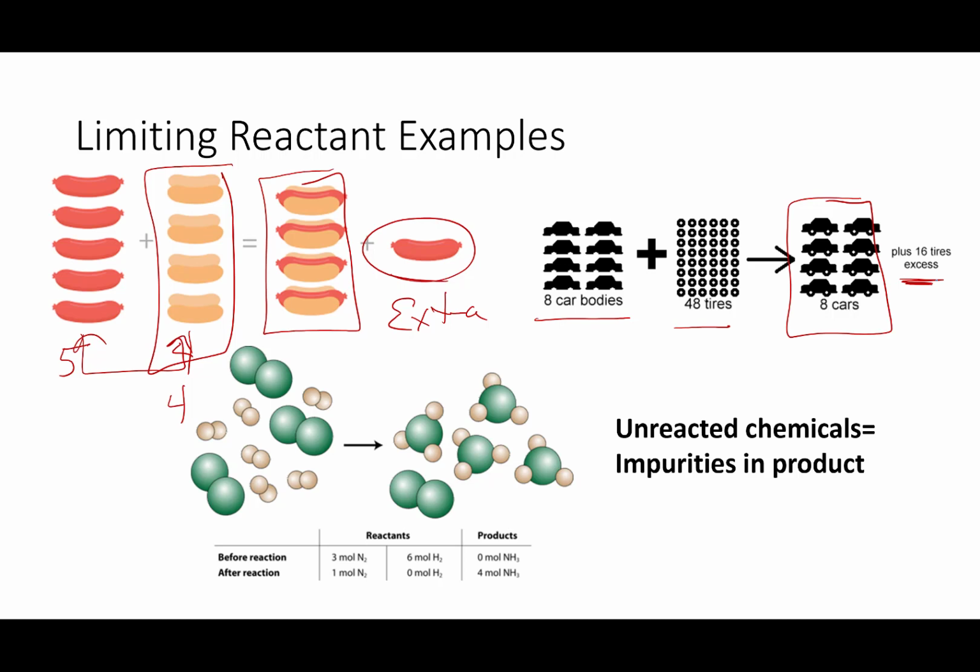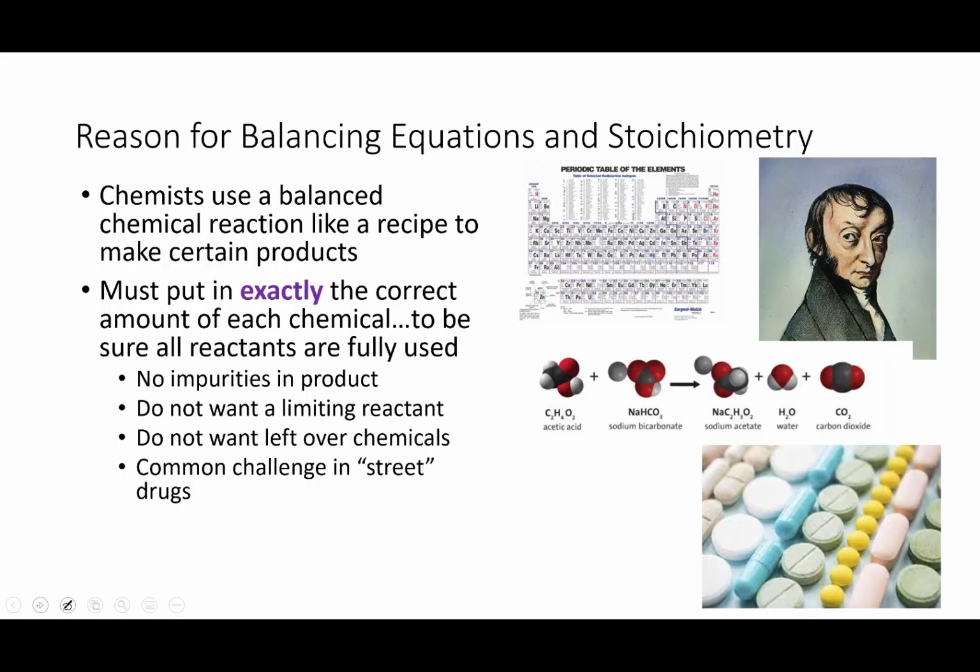If you happen to be doing a chemical reaction, the challenge is the extra stuff floating around inside of the vessel. That's going to be impurities. And impurities, sometimes you don't care, but usually you care. And the impurities are going to be a challenge in any sort of a manufacturing process. This is the reason for balancing chemical equations. This is the reason for stoichiometry. And you've got to put in exactly the correct amount of each chemical to make sure all the reactants are fully used. There are no impurities in the final product.